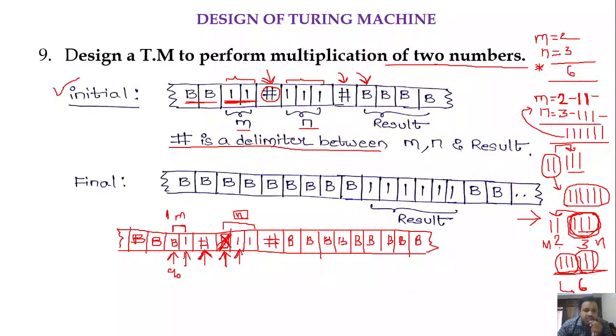Okay, where we have to copy this one, we have to copy it into a blank space, right? So we have to move the head towards right. We get one, keep that one as it is. Again, move the head towards right, we get one, keep that one as it is. We get hash, move the head towards right, keep that hash as it is. Then after getting a blank, what we have to do is replace that blank with a one, and move the head towards left.